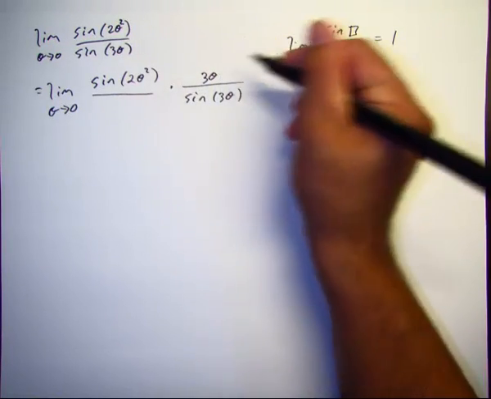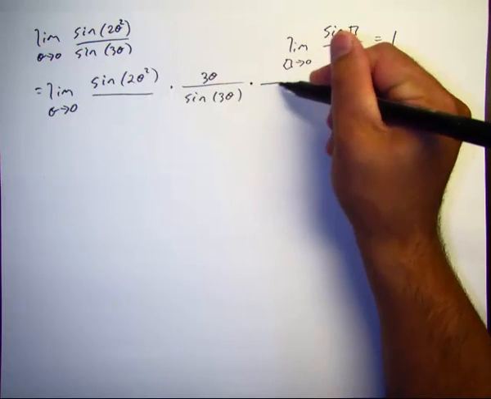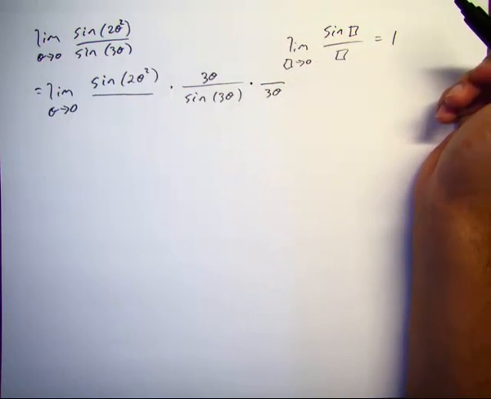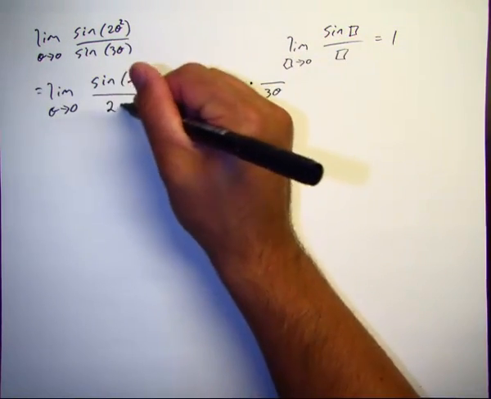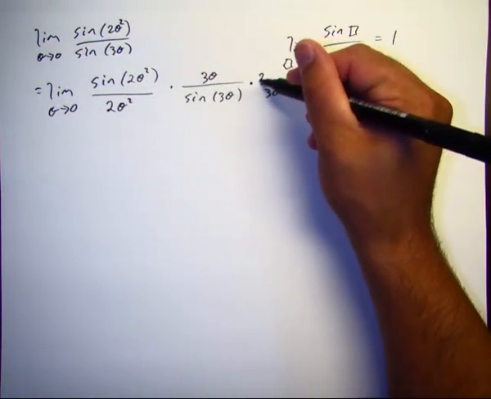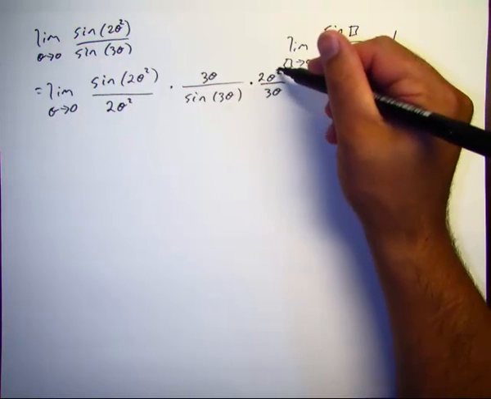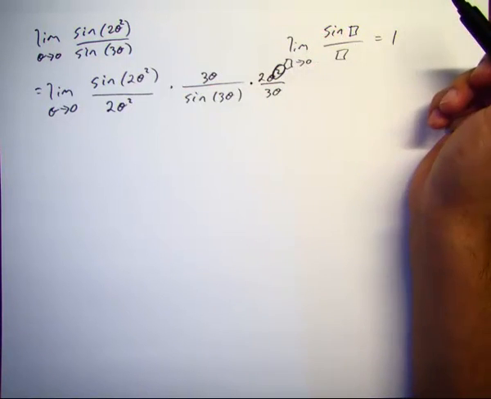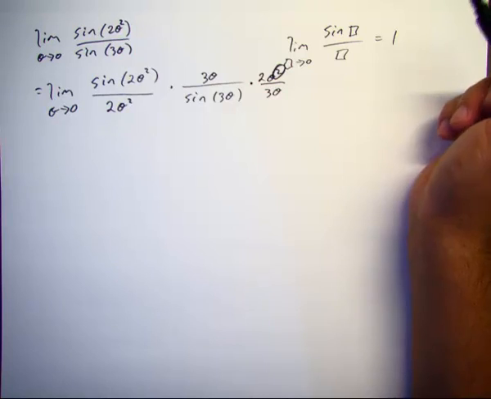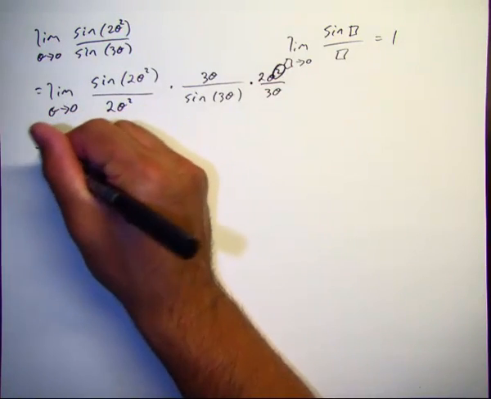So I would like a 3 theta over here, which means that I then have to divide by 3 theta. I would like 2 theta squared over here, which means multiplying by 2 theta squared. And notice right here that extra 2 is definitely going to cause some issues.